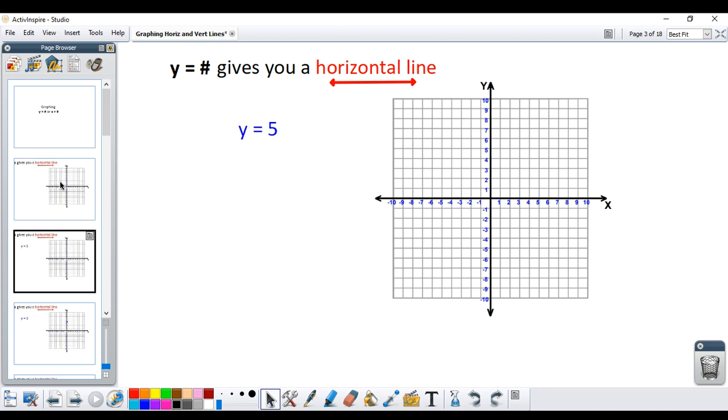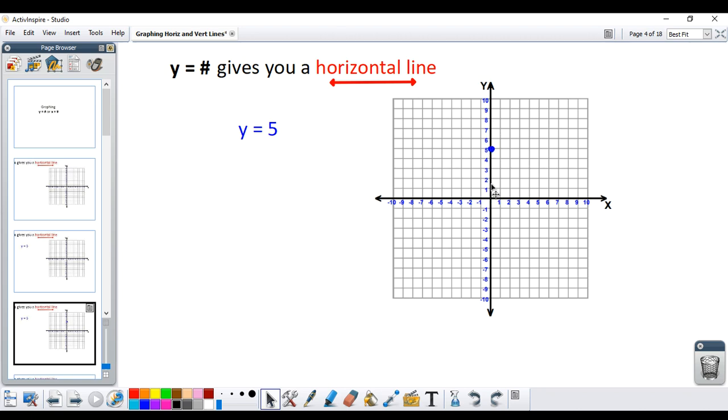So let's take the example y equals 5. If this were the equation I were given and I were being asked to graph that line, I need to start with where y is equal to 5. And y is equal to 5 right on the y-axis at y is 5. So x is 0, y is 5.